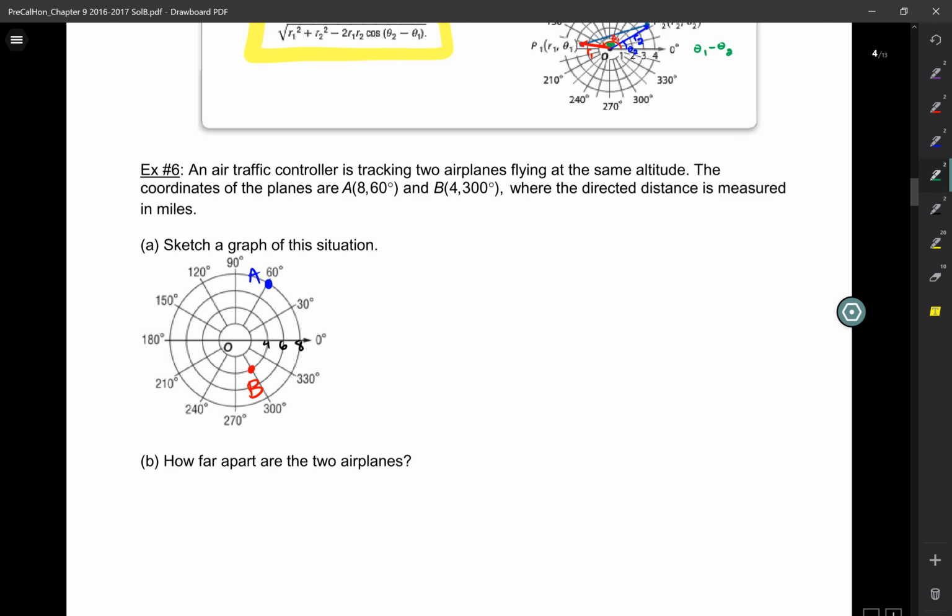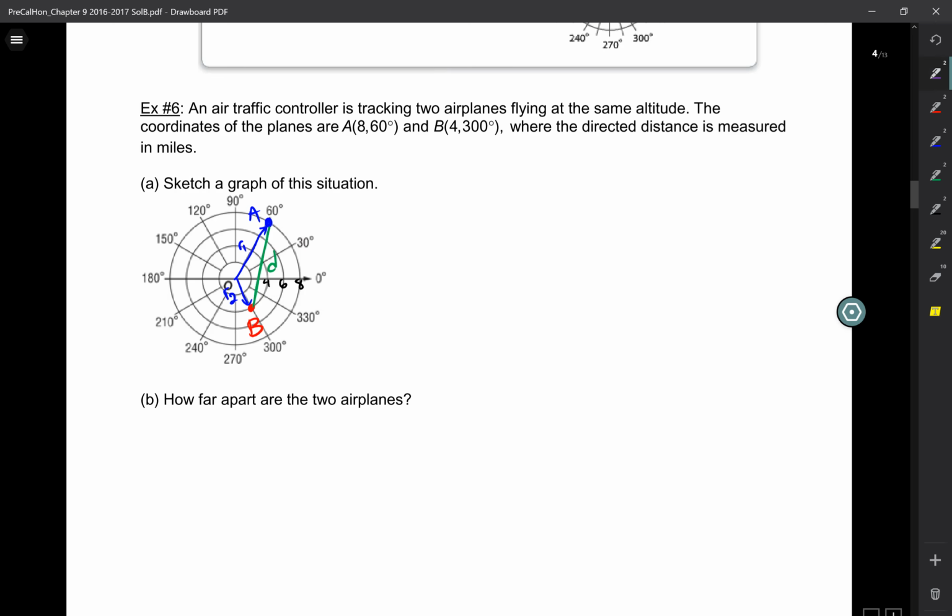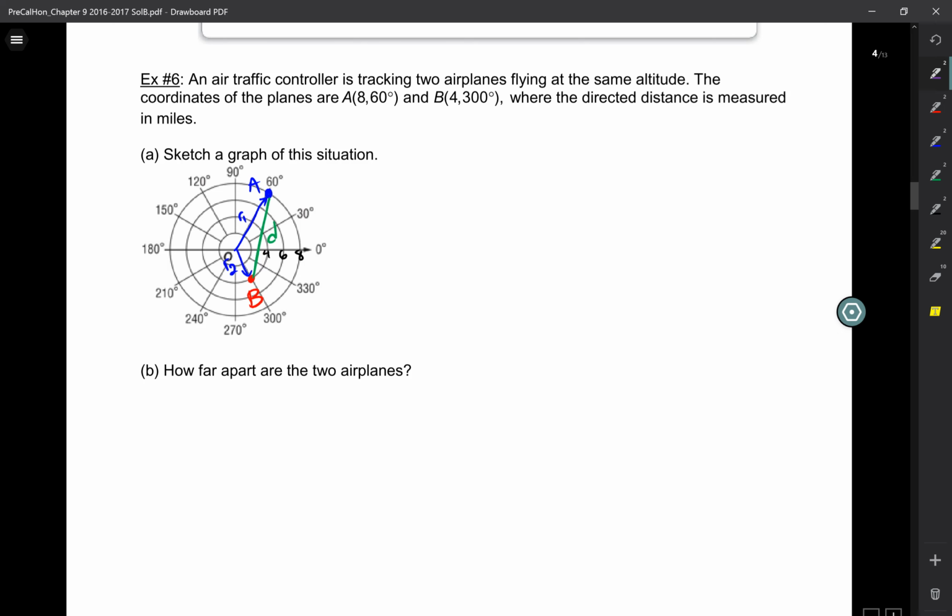Okay, so what I want now, first it says sketch a graph. There we go, we sketch the graph. So basically, to continue, this is R1, this is R2, and the distance between them is this. Okay, so now it says how far apart are the two planes? Well, let's see. D is R1 squared plus R2 squared minus 2R1 R2 cosine.